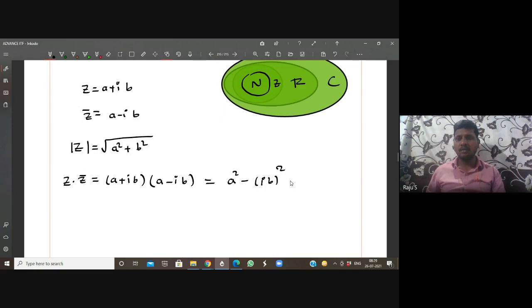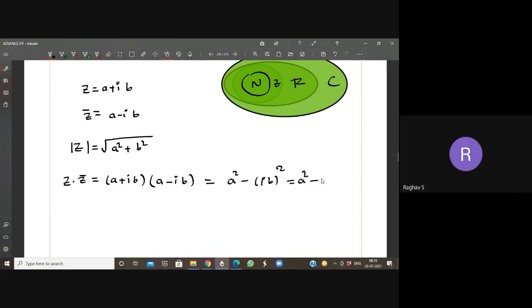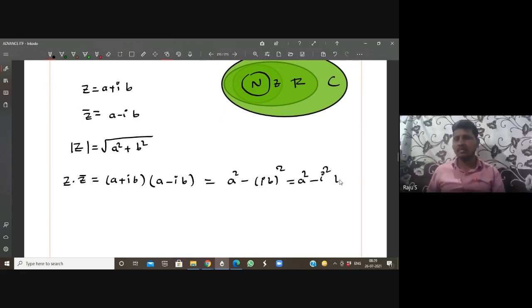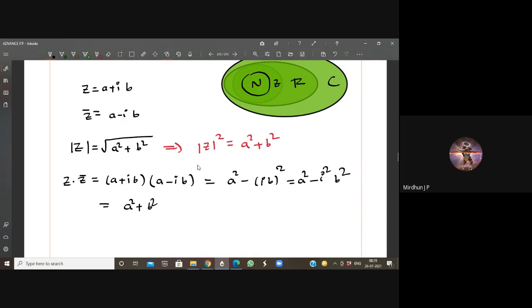Sir, we can write iota square as... Now, iota square is minus 1, minus into minus is plus, so we can write a square plus b square. Now, if I square both sides, modulus z is equal to root over a square plus b square. Shall I write plus or minus? No.